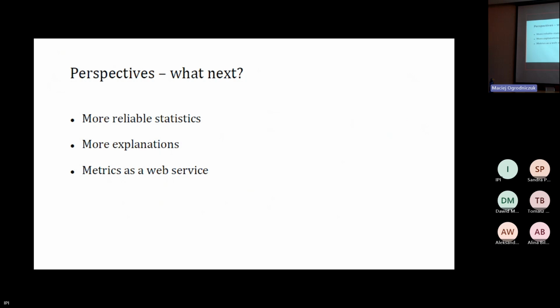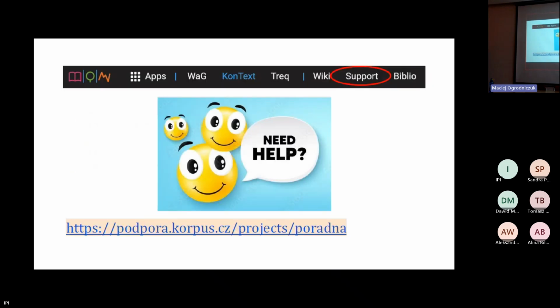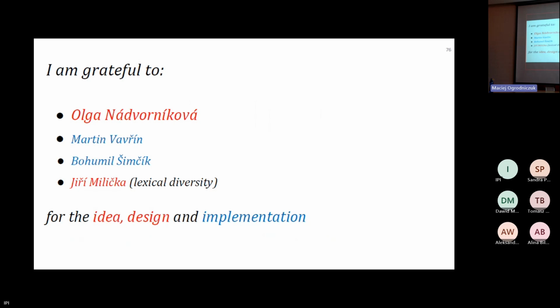We also want to implement a web service that would measure the text if you upload it, and you can then compare it with what we have, either in concordances, which you find, or we have a list of all text types for each language and for all those metrics on the wiki page. So if you need help, you know where to ask. The Czech corpus has a support site, and we try to answer if you have doubts.